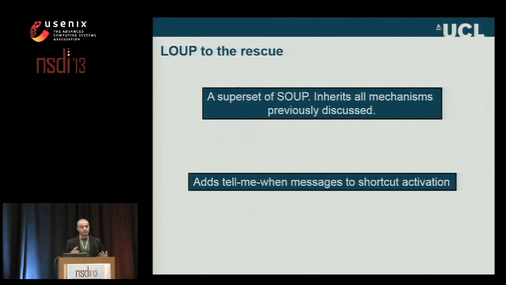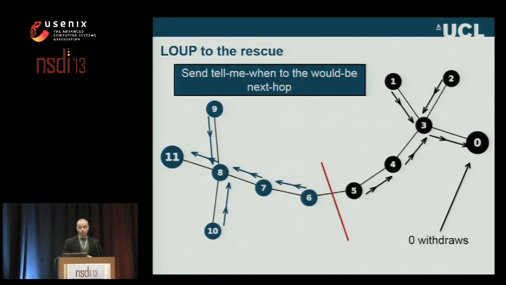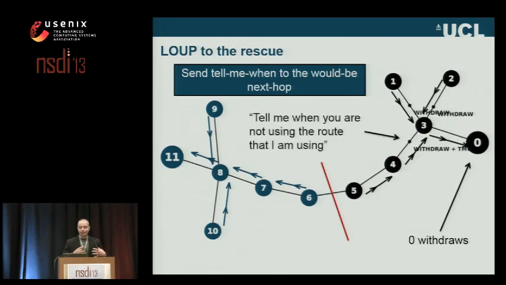It inherits all the mechanisms I've previously described, and it adds one more that we call tell me when messages. How do those work? Well, when a withdrawal propagates, we need a way to indicate when it has passed the midline, which is shown in red here. How can we do this? Well, simple. The property of the midline is that devices to one side of it go one way, and devices on the other side of it go the other way. So we need to somehow trigger an explicit message that tells you when the router you're sending the withdrawal to is not using this route. Or in other words, we need to know when the withdrawal has crossed the line.